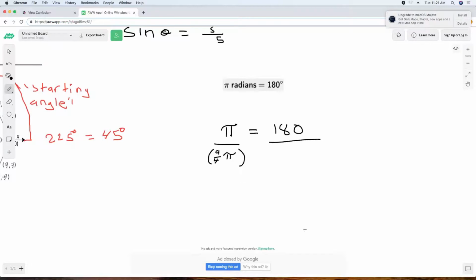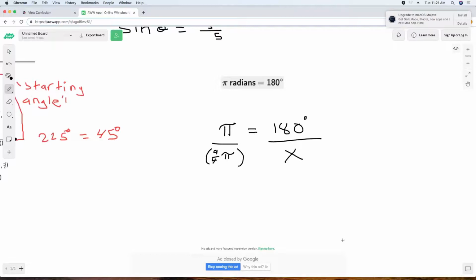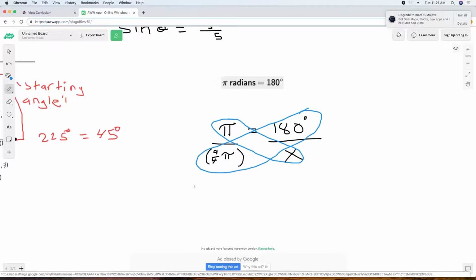And I don't know what that is in degrees, so I'm just going to call it x. To figure out that angle, we're going to cross multiply. Now we have pi times x is pi x, and that's going to be equal to 9 over 4 times 180 times pi.